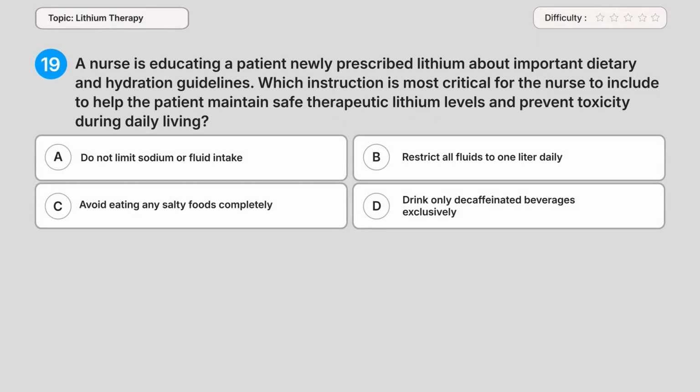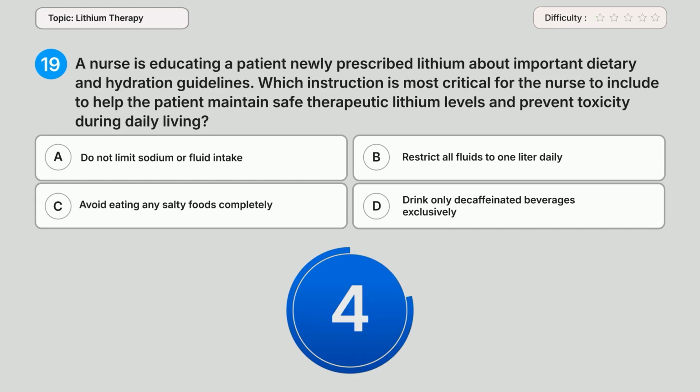19. A nurse is educating a patient newly prescribed lithium about important dietary and hydration guidelines. Which instruction is most critical for the nurse to include to help the patient maintain safe therapeutic lithium levels and prevent toxicity during daily living? A. Do not limit sodium or fluid intake. B. Restrict all fluids to 1 liter daily. C. Avoid eating any salty foods completely. D. Drink only decaffeinated beverages exclusively. What do you think is the answer?